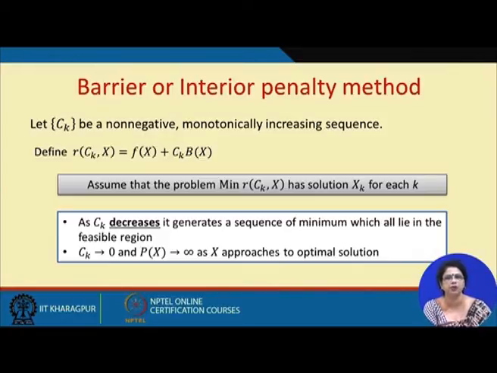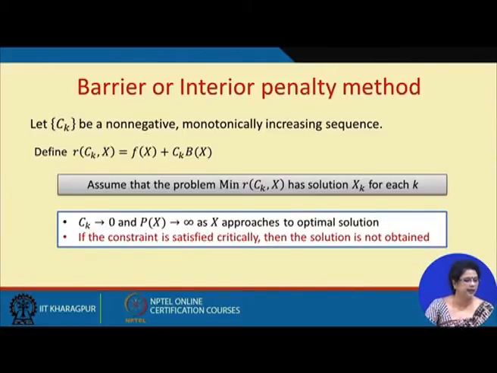There are different methodologies available for nonlinear constrained programming problems because of these drawbacks. Now, let us just try to solve the problem. It has been written that if the constraint is satisfied critically, then the solution is not obtained. The problem will be unbounded; the objective function will be unbounded.